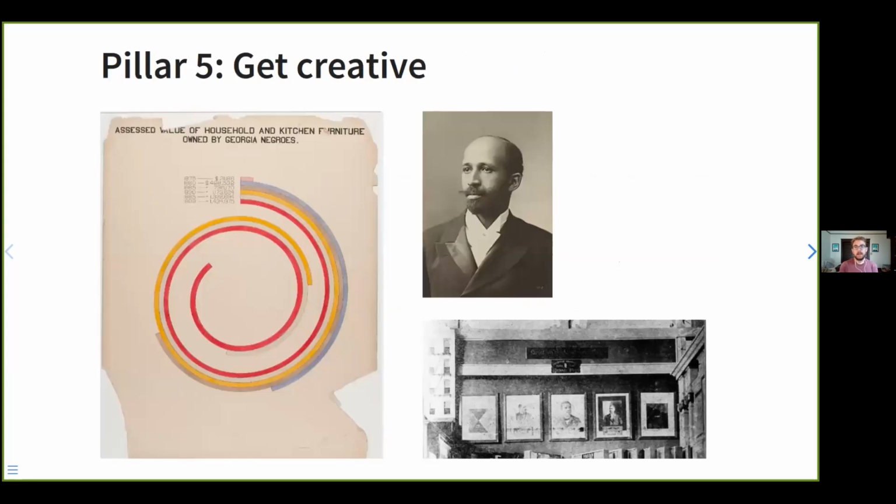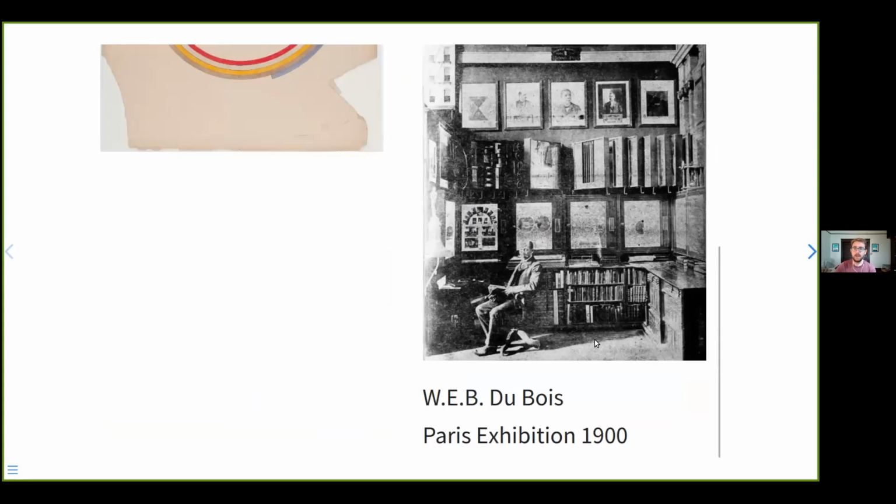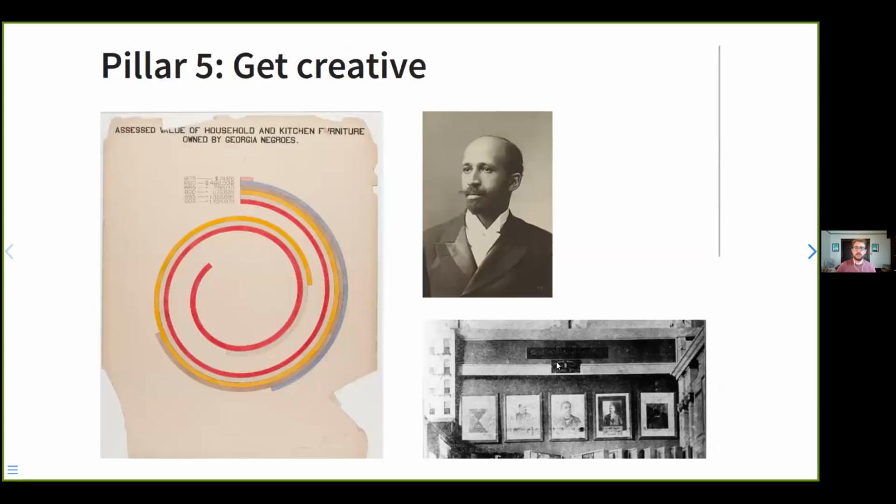The last pillar, get creative. So this is W.E.B. Du Bois, the great scholar, a local from Atlanta here. And what I'm showing you is a visualization he created for the 1900 Paris expedition. W.E.B. Du Bois studied the African-American population in Georgia in the 1800s. And he had a problem. He was going to this giant expo in Paris around the turn of the century, and he wanted to share with everybody his data.